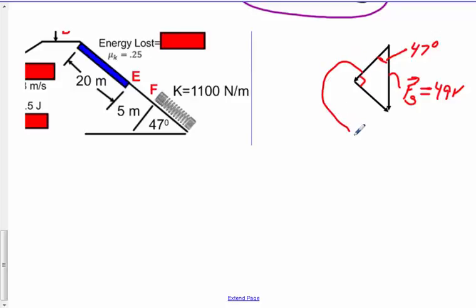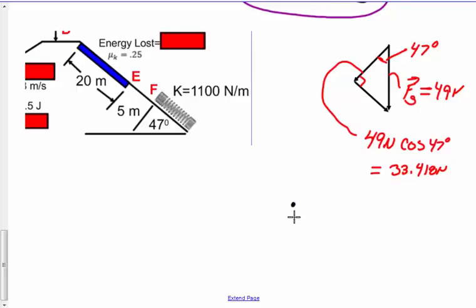I want to find this. This is what I'm interested in. That's going to be 49 newtons times the cosine of 47 degrees. And we're going to run that number real quick, and that's going to give me a value of 33.418 newtons.